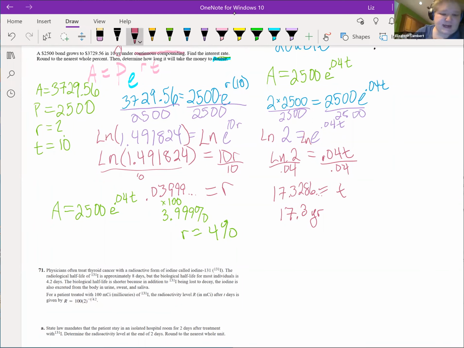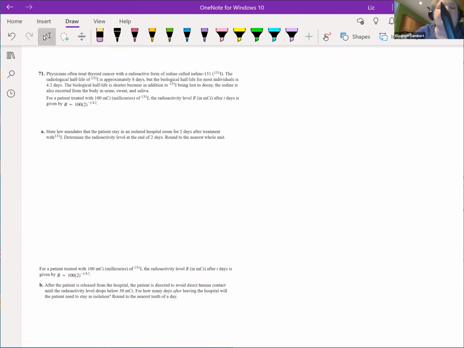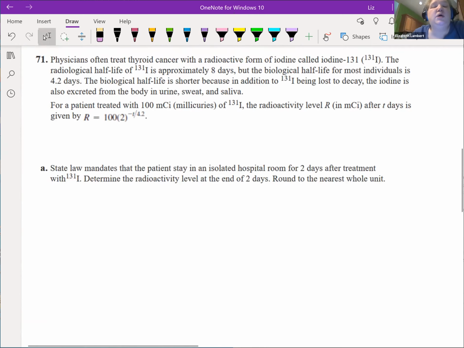Now, down here, we have a second one I dug up from the book, and I was so lazy I didn't even type it back out. I just copied it straight from the digital copy of the book. So what we have here is they're dealing with a radioactive form of iodine, which has a half-life of approximately 8 days. But once it's inside the person, it actually has a half-life of 4.2 days. This is shorter because some of it's lost to decay, but it also goes out in urine, sweat, and saliva. So we're going to be focusing on that 4.2 days now.